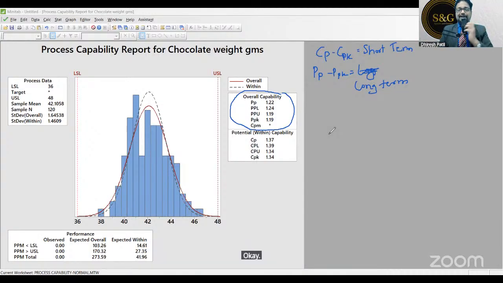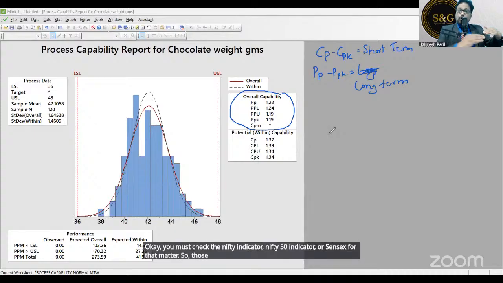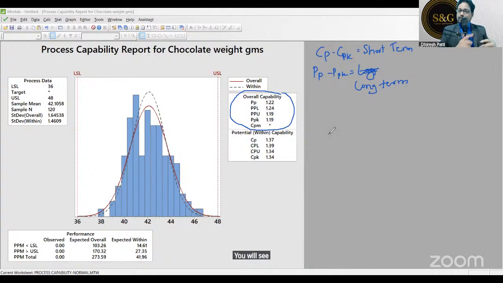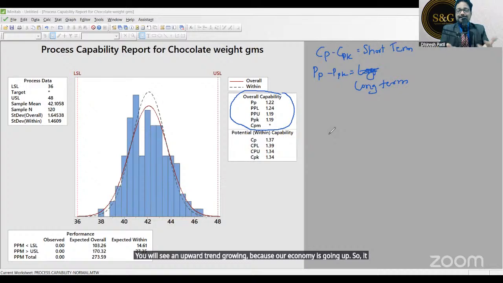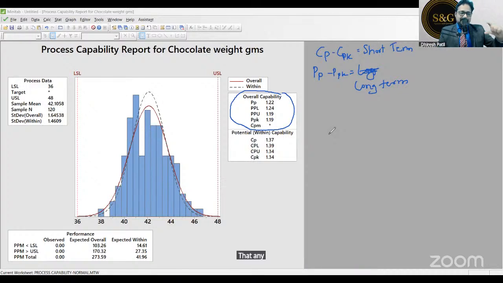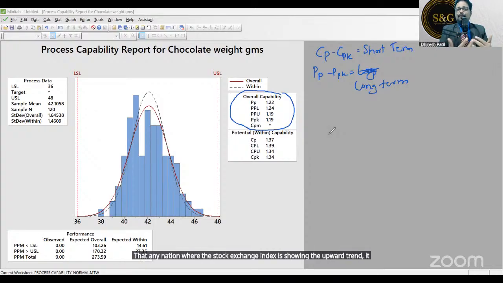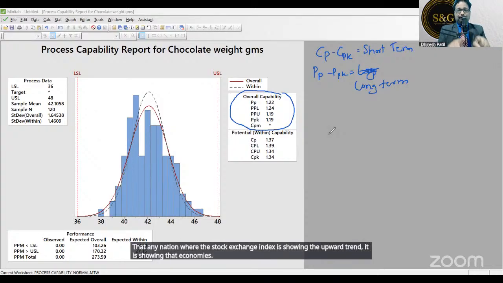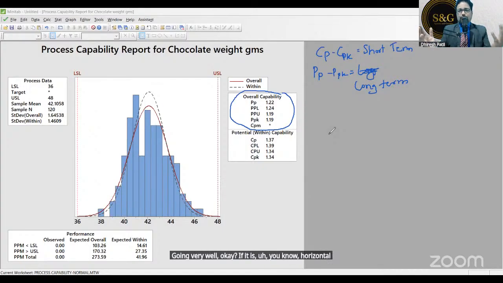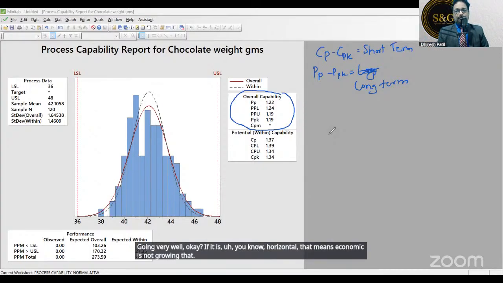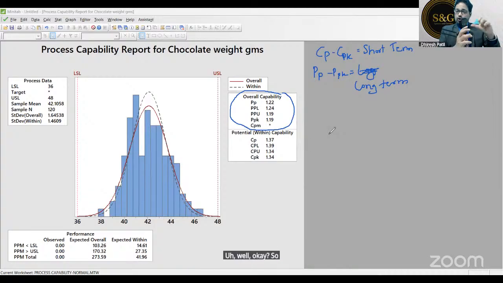You must check the Nifty 50 indicator, or Sensex for that matter. If you check the long-term indicator, the last 5 years, 10 years, you will see an upward trend growing because our economy is going up. In any nation where the stock exchange index is showing the upward trend, it is showing that the economy is going very well. If it is horizontal, that means the economy is not growing that well. So this is called short term and long term.